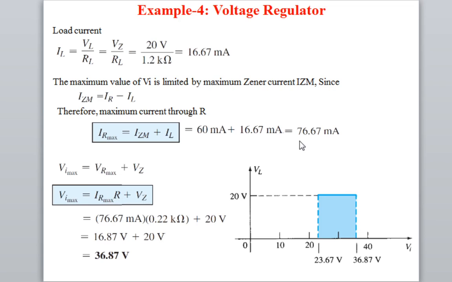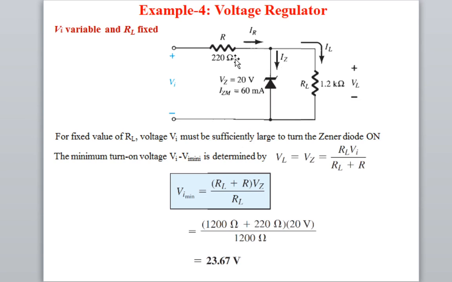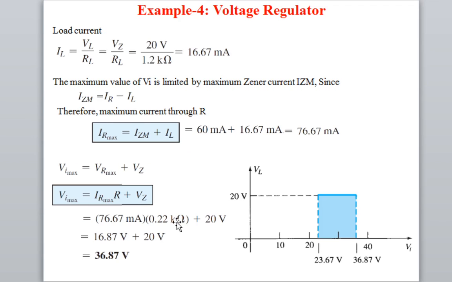IR maximum we have calculated, that is 76.67 milliampere, multiplied by R, that is 220 ohm. Since the current is in milliampere, I have taken the resistance in kilo ohm. So 76.67 milliampere multiplied by 0.22 kilo ohm plus VZ, that is 20 volt. If we solve, this will give 36.87 volt.